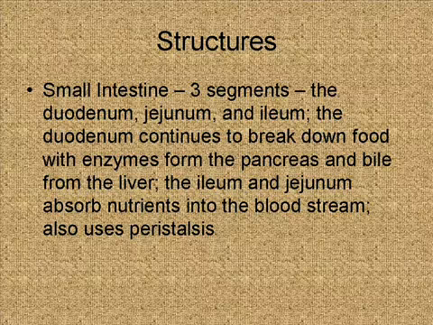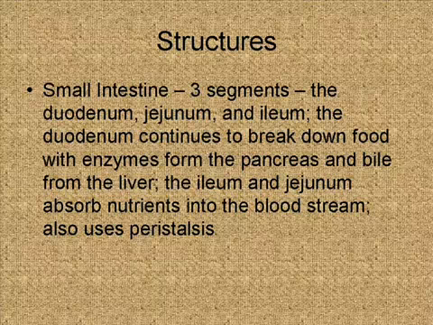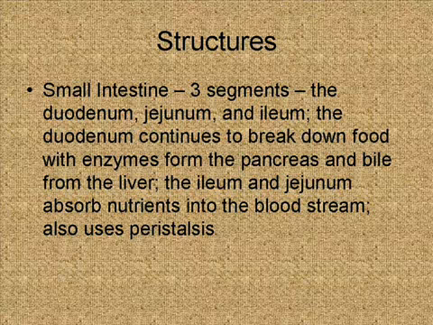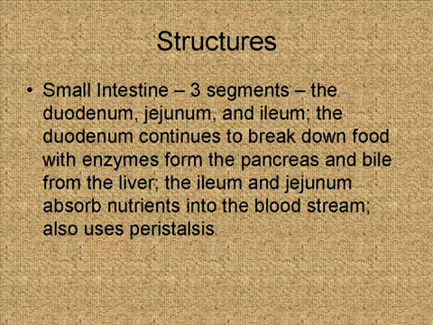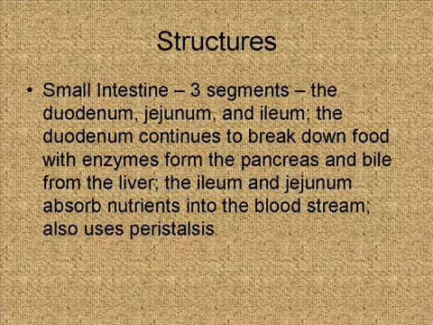All right, after the stomach, the ingested food or liquids go into the small intestine. Now there are three segments to the small intestine: the duodenum, the jejunum, and the ileum. The duodenum just continues the process of breaking down food, fairly similar to how the stomach does it, but it uses enzymes that are secreted by the pancreas and bile that's created by the liver to help with this breakdown process.